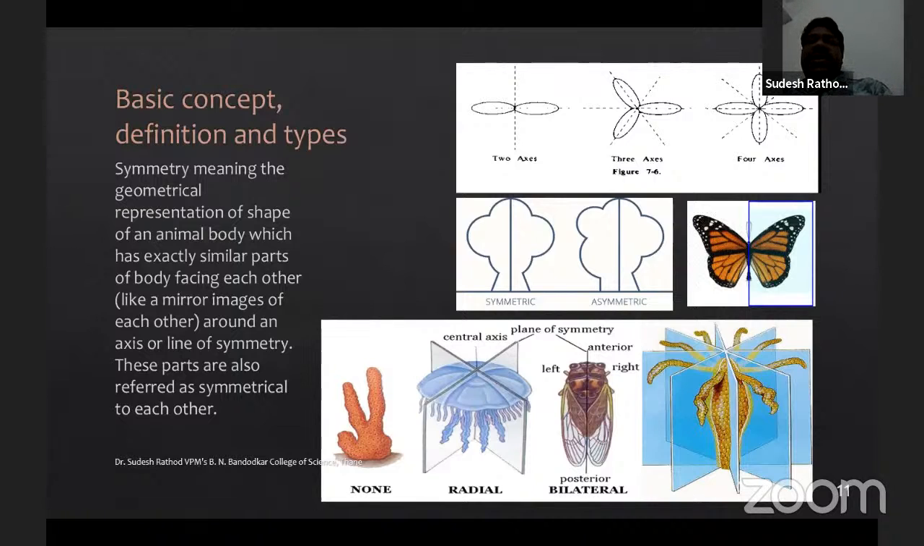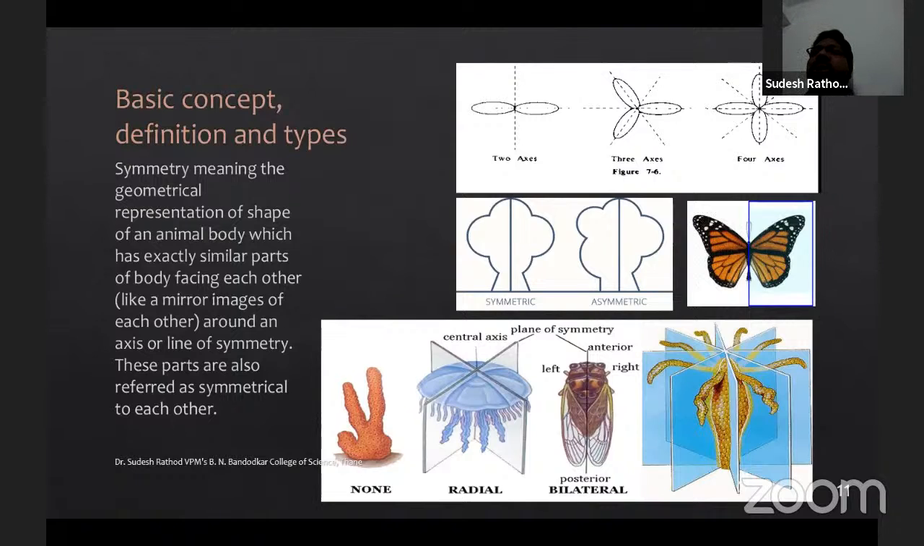Lower figures, if you refer, on the left hand side, there is no symmetry, so an asymmetric animal. The example is sponge. Next to sponge is radial symmetry, which is represented by jellyfish. And second last, bilaterally symmetrical, is a fly or insect. And on the extreme right, the hydra is divided along several planes, several axes. So here we have drawn altogether 8 axes. Okay, sorry, 6 axes here.